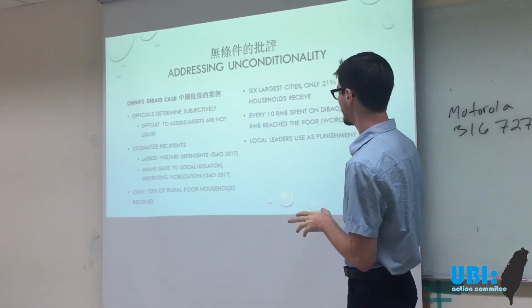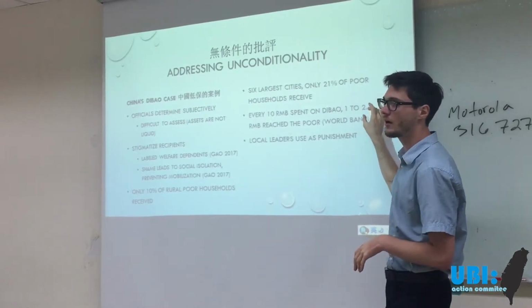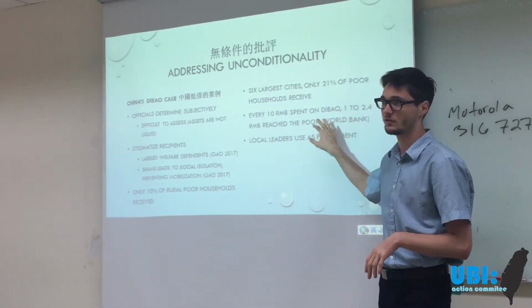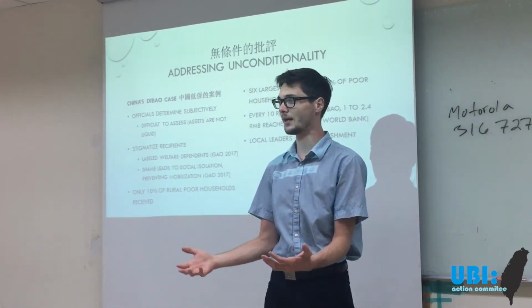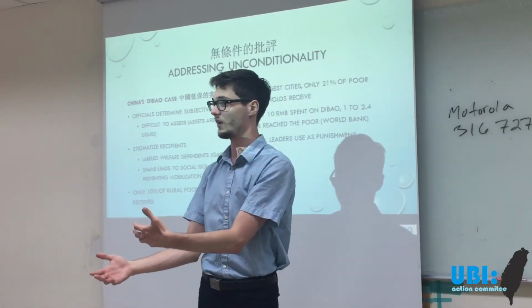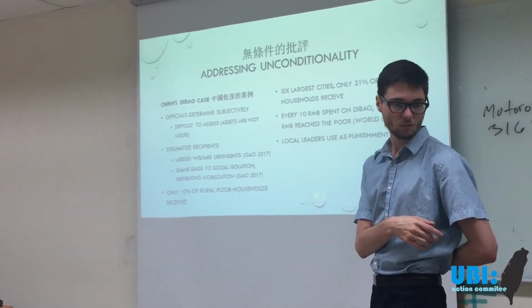The other interesting thing is when you think about this part, a lot of this money is spent on the administration because in order to prove that somebody's in poverty, you have to spend a lot of money to go and do those investigations. So the next part will be Julia.